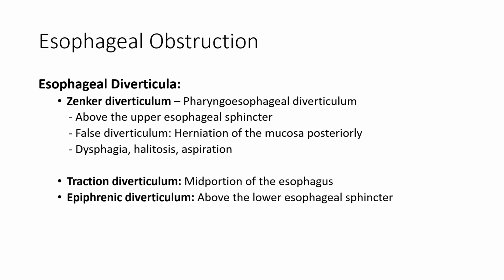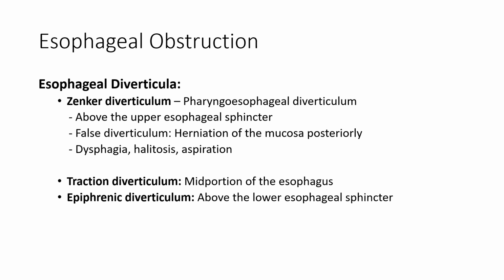Now we come to esophageal diverticulum. But first, what is a diverticulum? A diverticulum is an outpouch of the alimentary tract. In the esophagus, there are three main types of diverticula. The Zenker diverticulum, which occurs above the upper esophageal sphincter, also known as the pharyngoesophageal diverticulum. There's also the traction diverticulum, which occurs in the mid portion of the esophagus, and there is the epiphrenic diverticulum, which occurs above the lower esophageal sphincter.